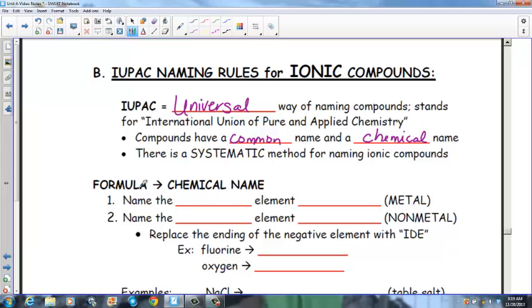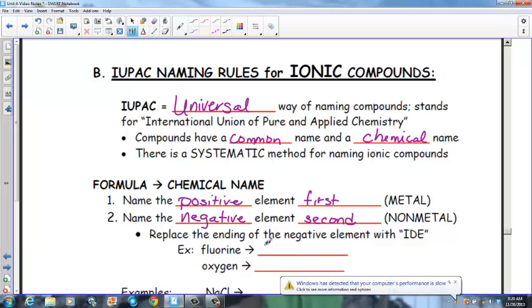So going from the formula to the chemical name, first we have to name the positive element, which is going to be the metal, or a positive polyatomic ion. And then we name the negative element, or a polyatomic ion, second. Replace the ending of the negative element, or the nonmetal, or the polyatomic ion element with the ending IDE.